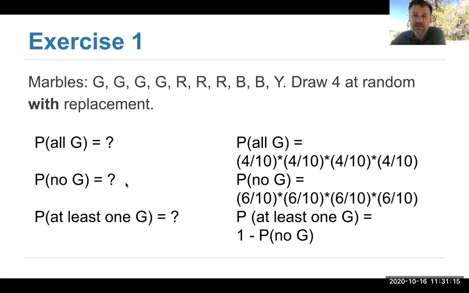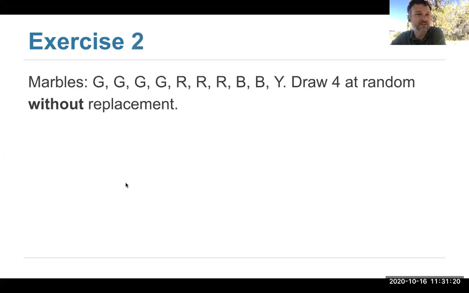Oh, good question in the chat. If the question asks without replacement, what would the answer be? Let's do the same question, but now without replacement. So I draw 1 marble out of the jar, and then I stick that marble in my pocket. Now there's only 9 marbles in the jar. And then I draw another marble, and all 9 of those are equally likely. So the second marble can't be the same marble as the first. It could potentially be the same color, but it won't be the same marble.